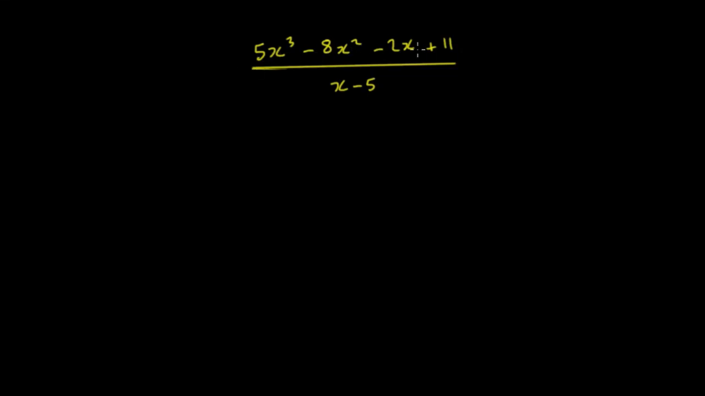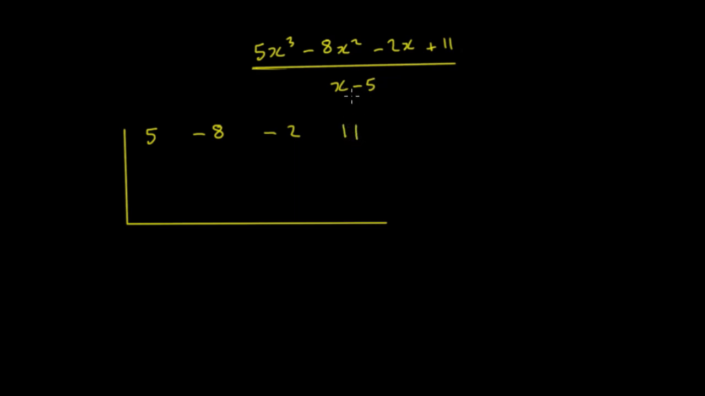We want to divide this polynomial with this polynomial here and find the quotient and the remainder. So we use our synthetic division. We pick out our coefficients. We'll have 5 as a coefficient of the x cubed, minus 8 as a coefficient of the x squared, minus 2 is the coefficient of the x, and we have our plus 11 as the constant term.